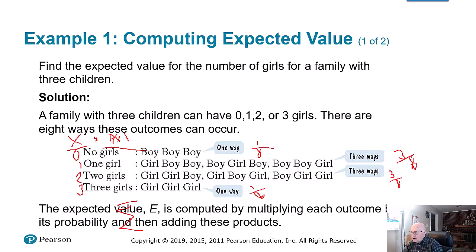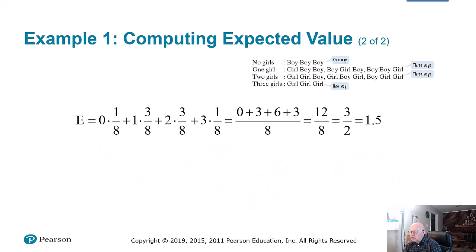So we're going to take each outcome. These are the outcomes here: 0, 1, 2, 3. Each one will be multiplied times the probability, which we've got here, here, here, and here. So 0 times 1/8. That was 0 girls times the 1/8 probability. 1 girl, 3/8 probability. 2 girls, 3/8 probability. 3 girls, 1/8 probability. Do the math, and your expected value of number of girls with 3 births would be 1.5.